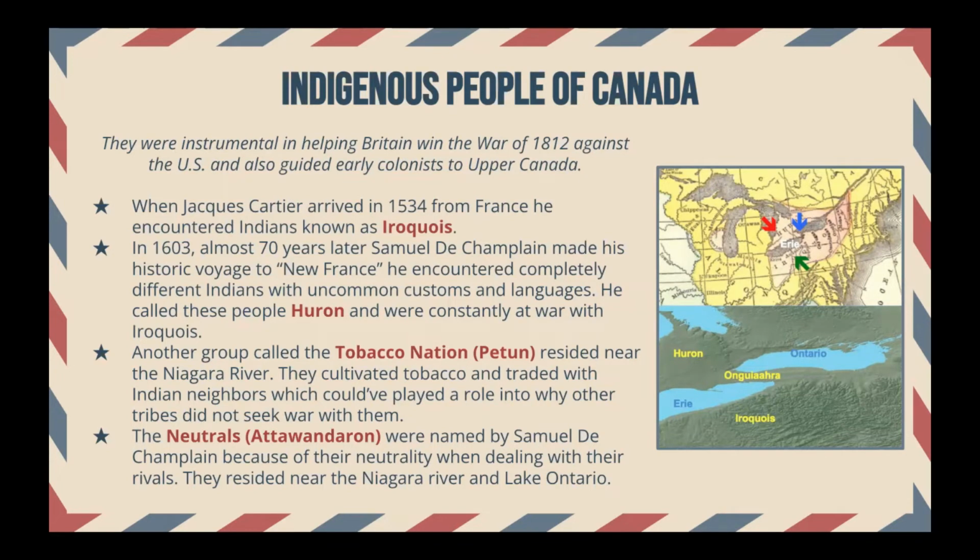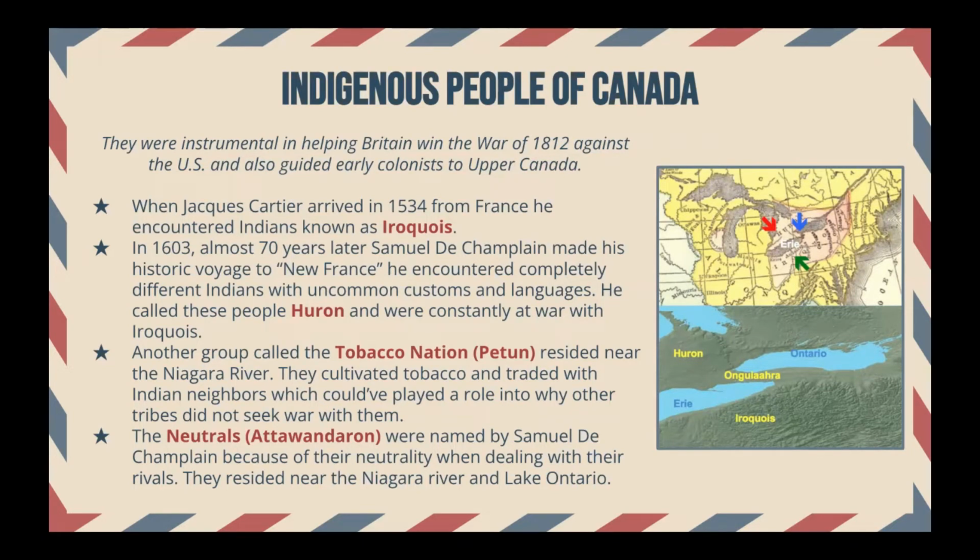When Jacques Cartier arrived in 1534 from France, he encountered Indians known as Iroquois, which was one of the 4 tribes that we're going to discuss today. A second tribe, the Huron, was discovered by Samuel de Champlain in 1603, which was almost 70 years after Jacques Cartier arrived. And Samuel de Champlain encountered completely different Indians with uncommon customs and languages, and he called these people the Huron. The Huron were constantly at war with the Iroquois.